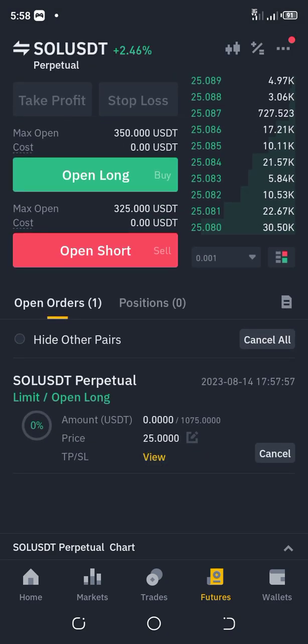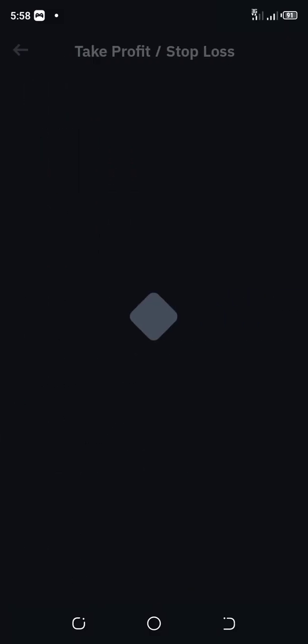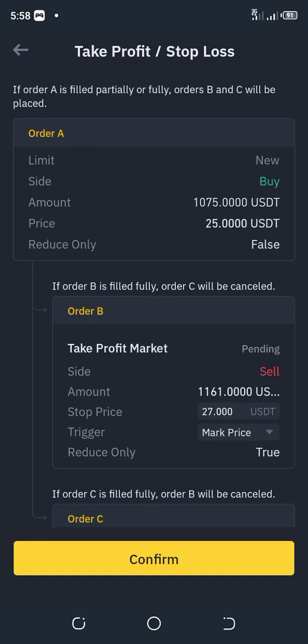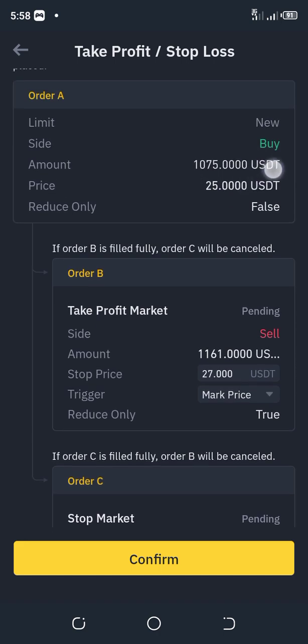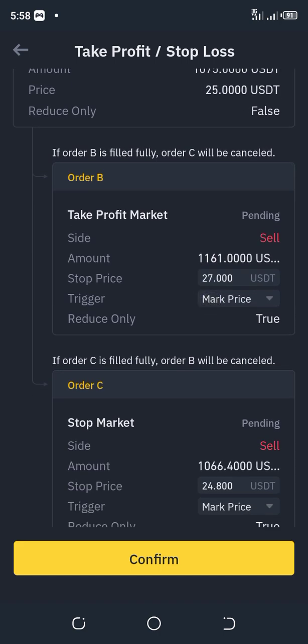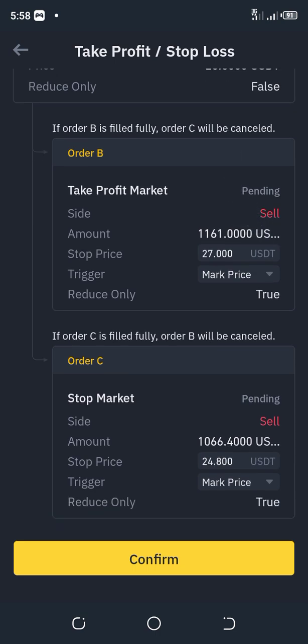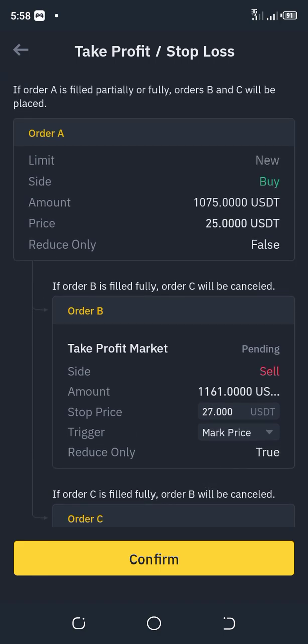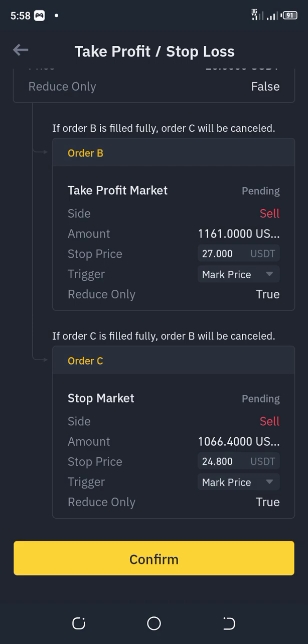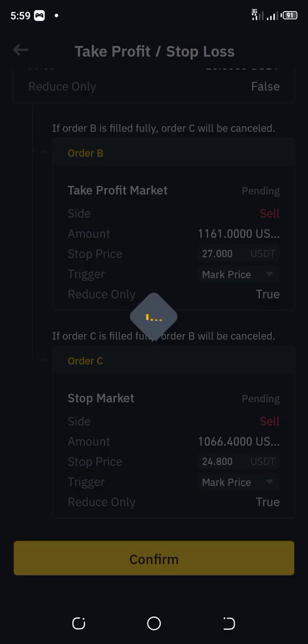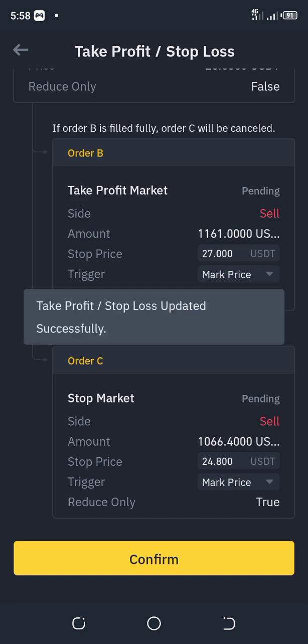Now, if we click on view over this section here, you see that you have the opening price and the closing price at the same time. So your take profit, your stop loss, and everything will be set. This is the buying price, the price you want the asset to drop to before you buy, 25.000. This is the take profit price, 27.000, and this is the stop loss price, 24.800. As you see, you've already set your entry, the stop loss, and the take profit as well. So that is it for how to trade on the Binance futures.